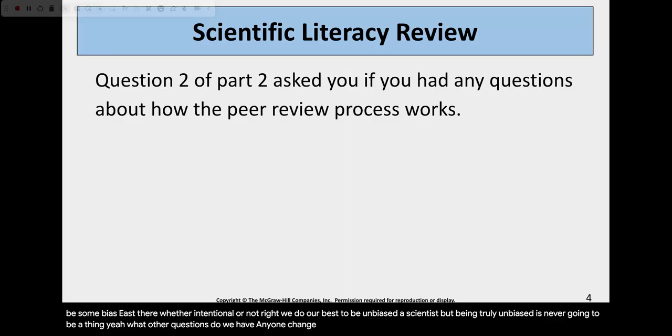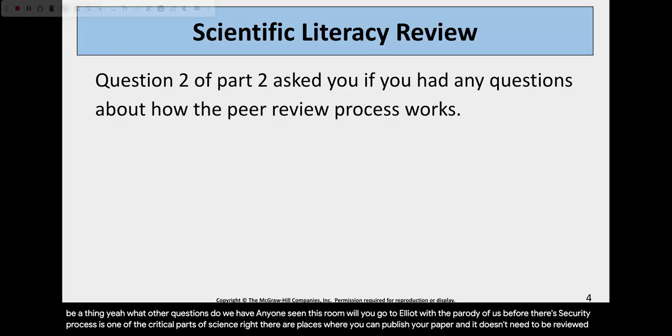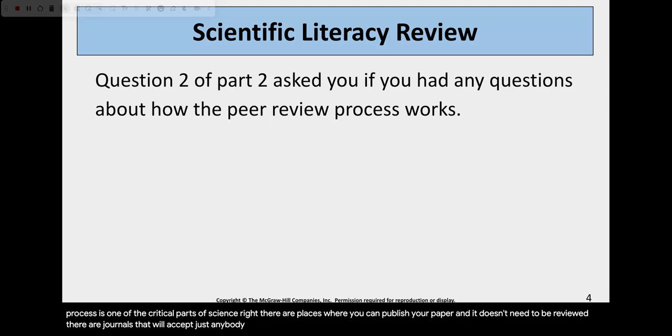Everyone in this room, were you familiar with the peer review process before this assignment? Yes and no? Okay. Well, I'll tell you that the peer review process is one of the critical parts of science, right? There are places where you can publish your paper and it doesn't need to be peer reviewed. There are journals that will accept just anybody. Typically you have to pay large amounts to get published in those journals. Those journals are not rigorous. I mean, you have to be careful with what is published in those journals.